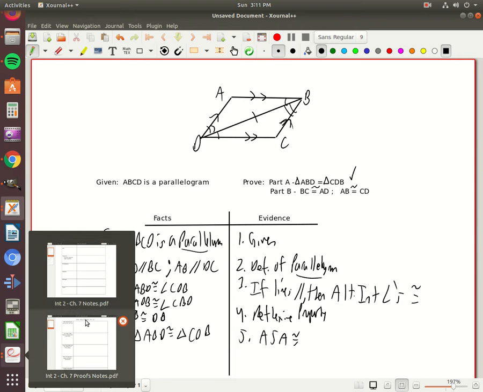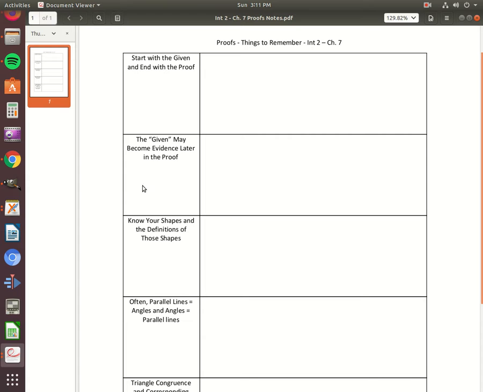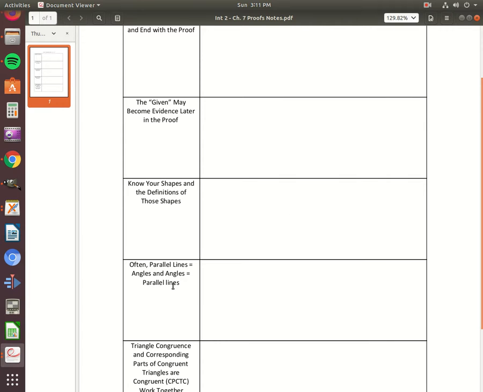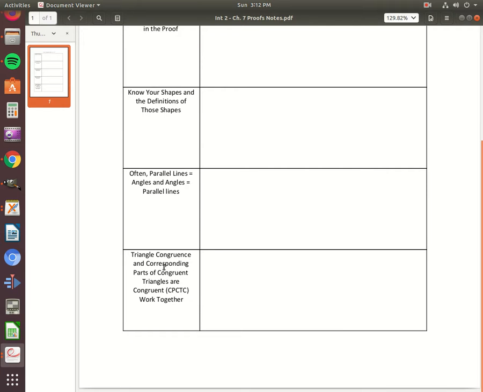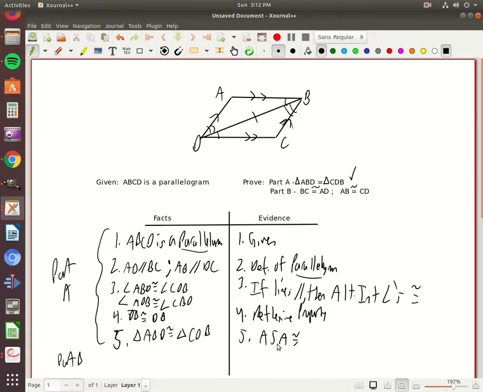Well, let's go back to these notes, and I want to point something out here. It doesn't always work this way, but I did start with the given and end with the proof. I did use the given, which may become evidence later. I did use the definition of a parallelogram. I did have parallel lines give me congruent triangles, and now triangle congruence and corresponding parts of congruent triangles are congruent, work together. I proved that these triangles are congruent. So now I can come back and say that the parts are also congruent.